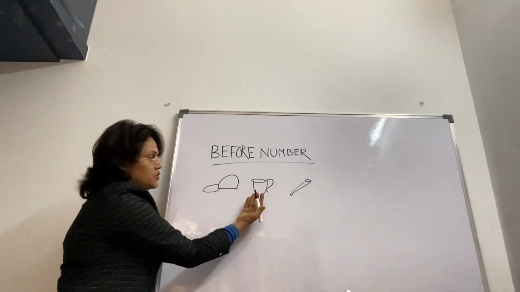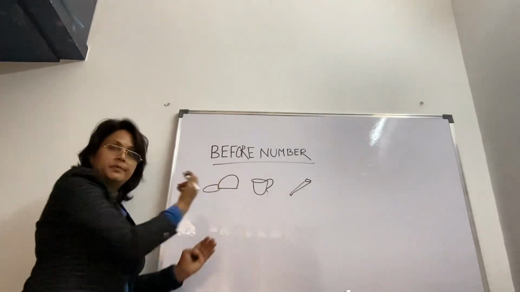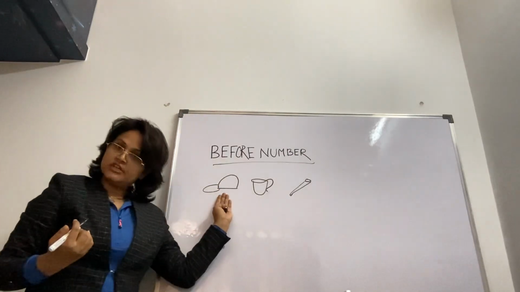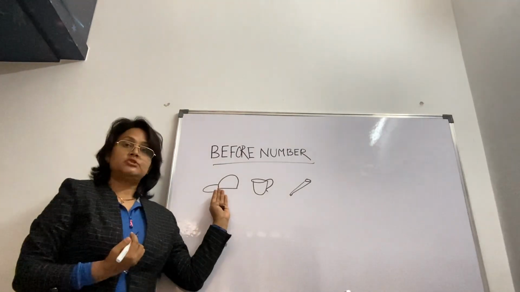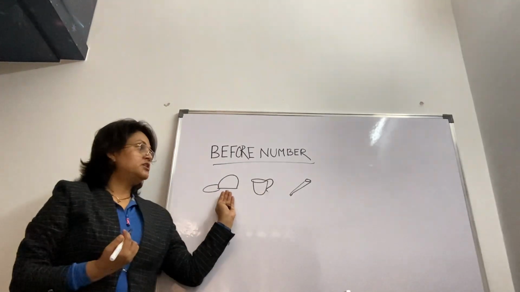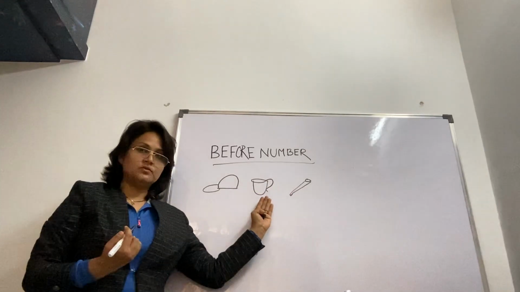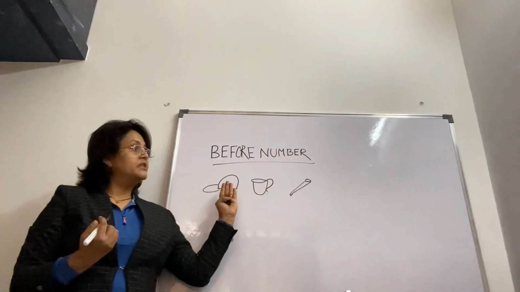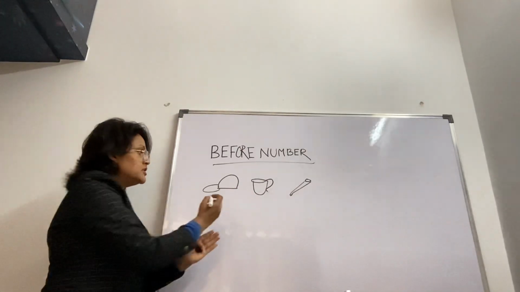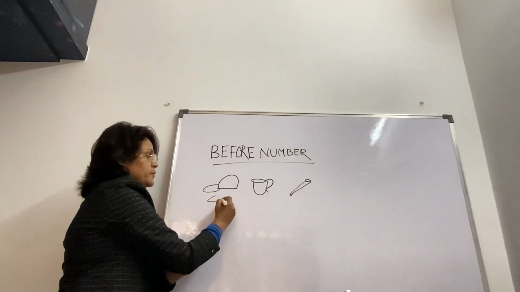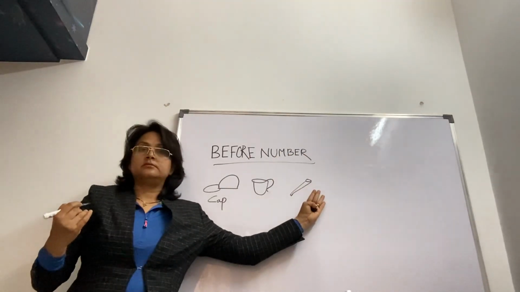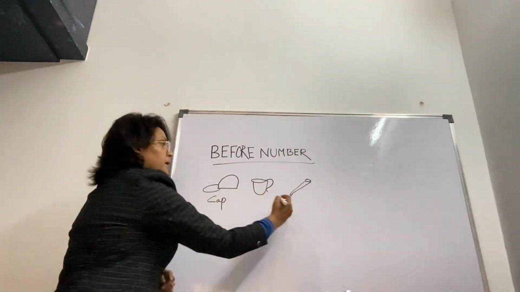What comes before cup? Always use the gesture. What comes before cup? This gesture will provide the student with the orientation of how they say before. As soon as they place their hand like this, what comes before cup? The hand automatically goes like this. So it is cap. What comes after cup? It's pen.